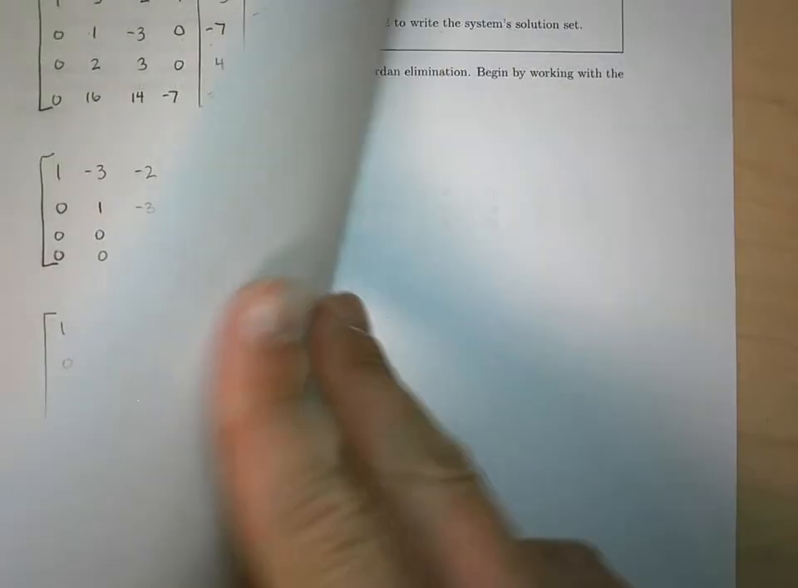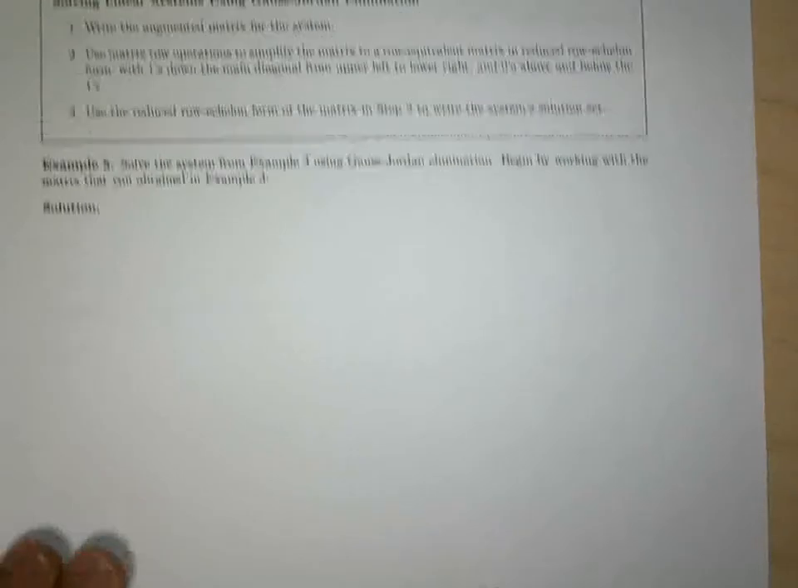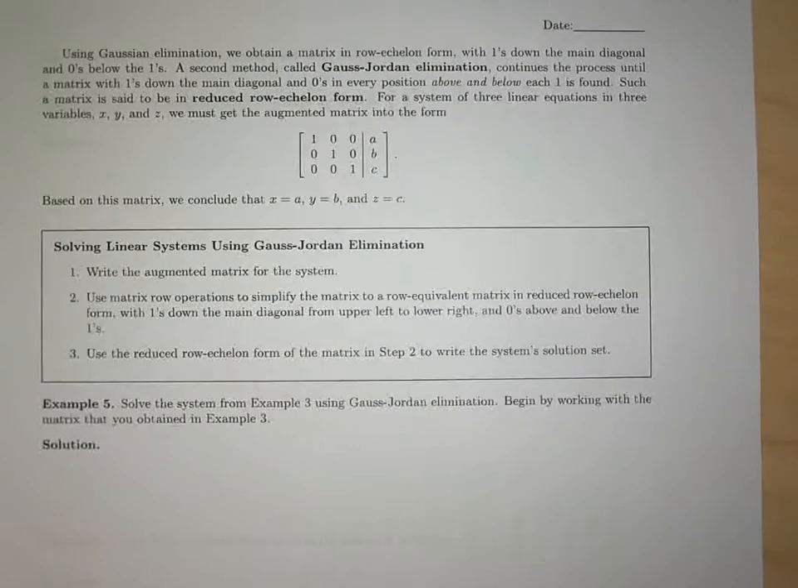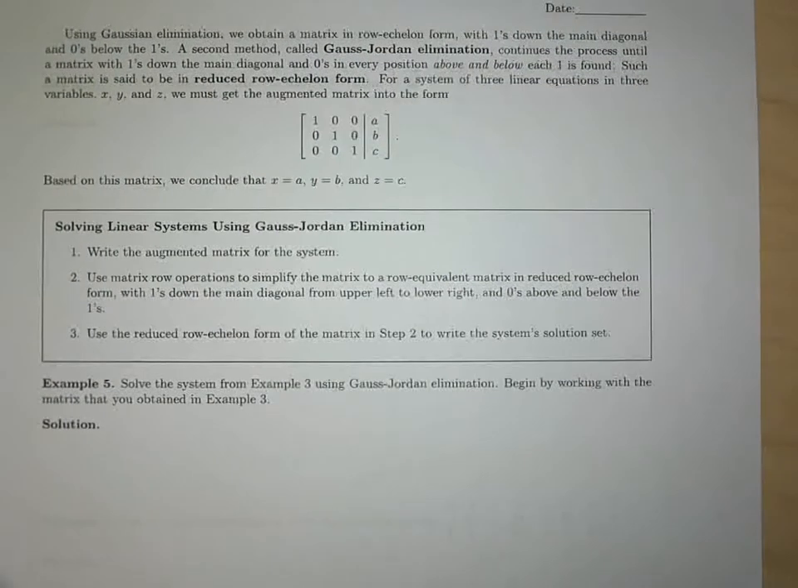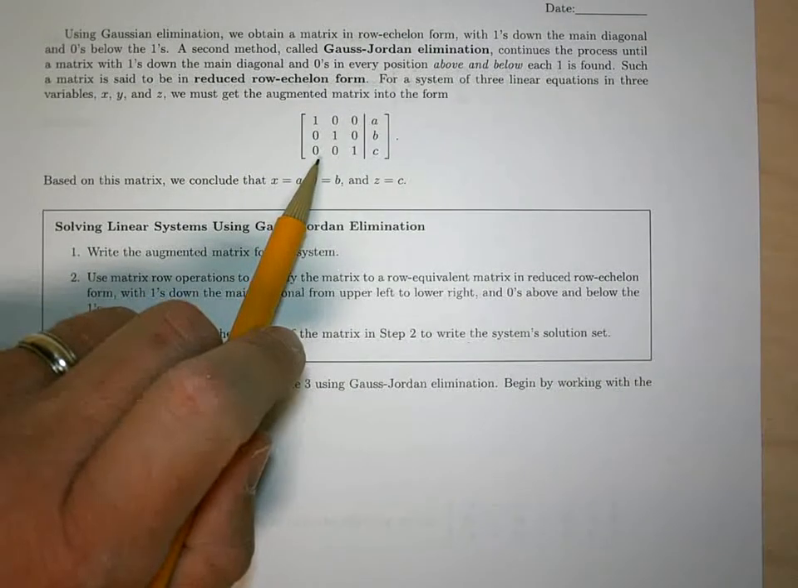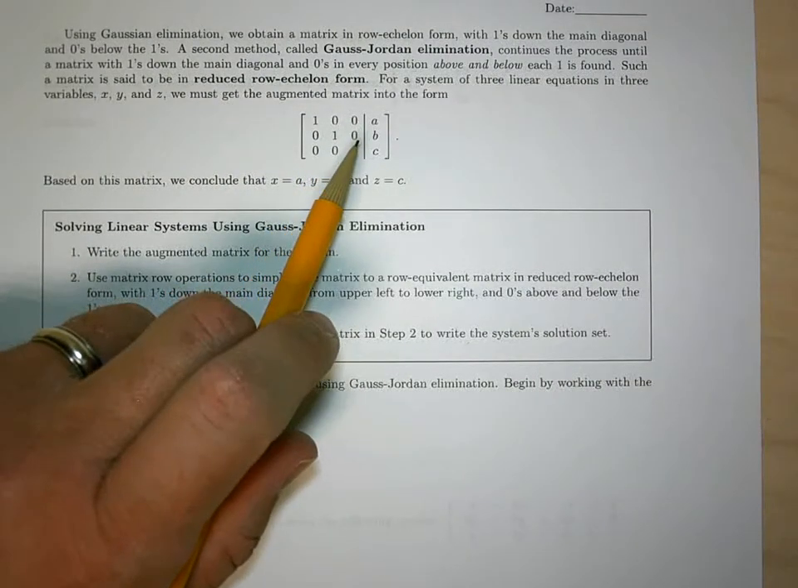Going on to the last example, or the last page in this handout. So the procedure we've used so far, getting 1s on the diagonal and 0s below that diagonal, is what's called Gaussian elimination. One other way that it could be done is we could not only get 0s below the 1s, below the diagonal, but we could also get 0s above the diagonal. This is called Gauss-Jordan elimination.